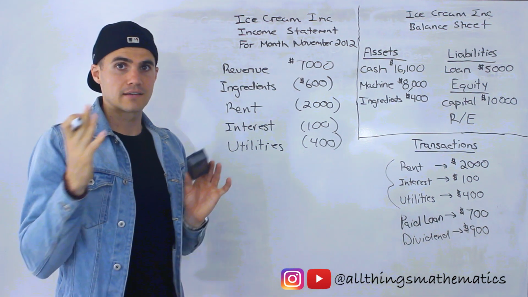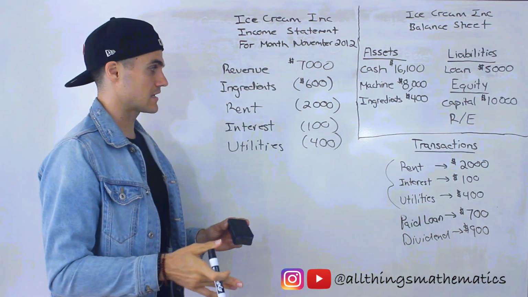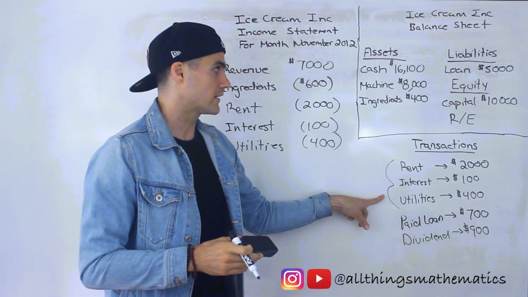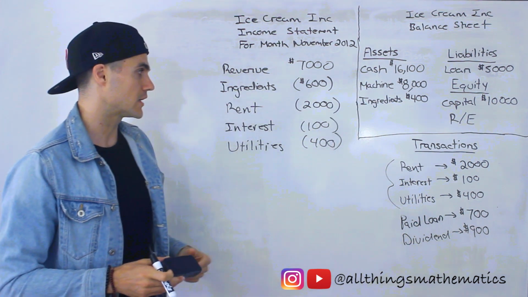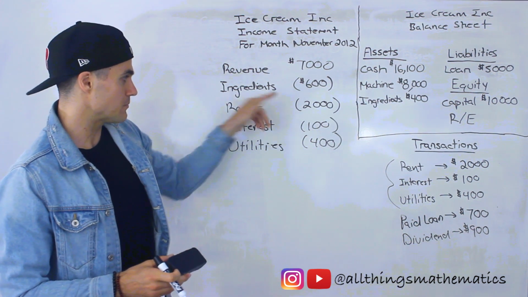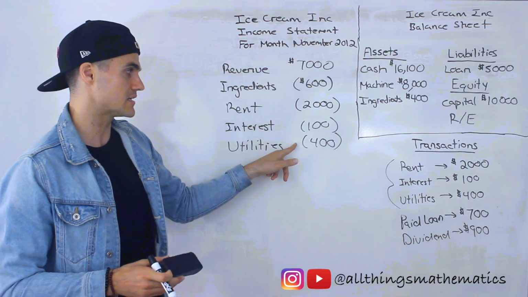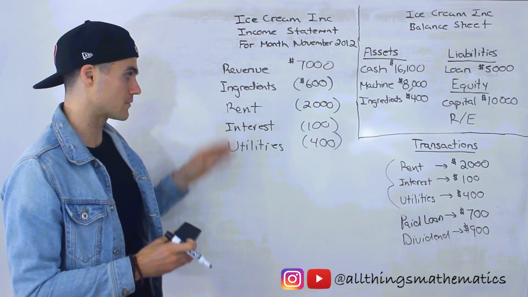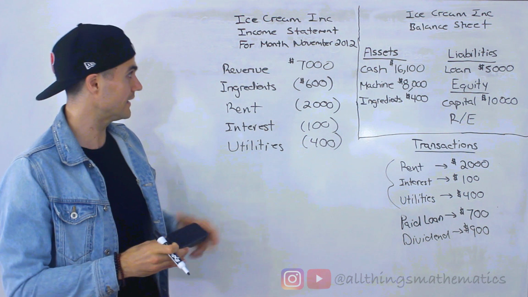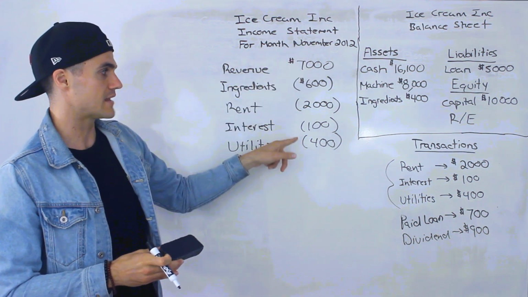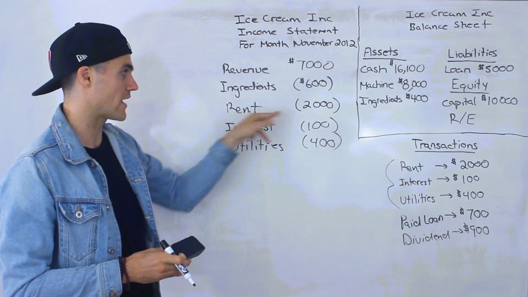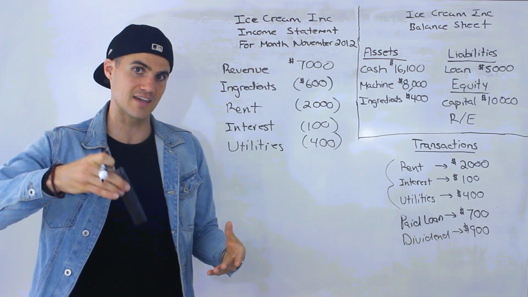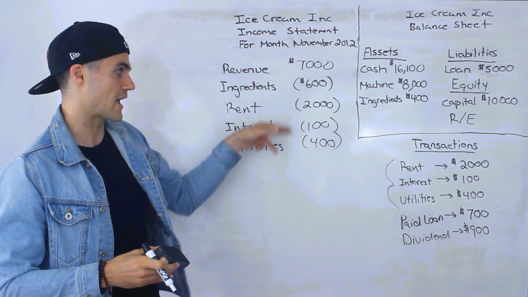Now, going back to that capitalizing versus expensing difference, why do we have to expense these? Why can't we capitalize them like we did with the ingredients? Well, notice that this rent payment, this interest payment on the loan, this utilities payment, these are monthly expenses. They are being consumed right now in this period of November, and so they can't be capitalized. It's not like this rent of $2,000 is going to be used in the future to generate revenue. It's being used this month to generate the revenue. So it has to be expensed.